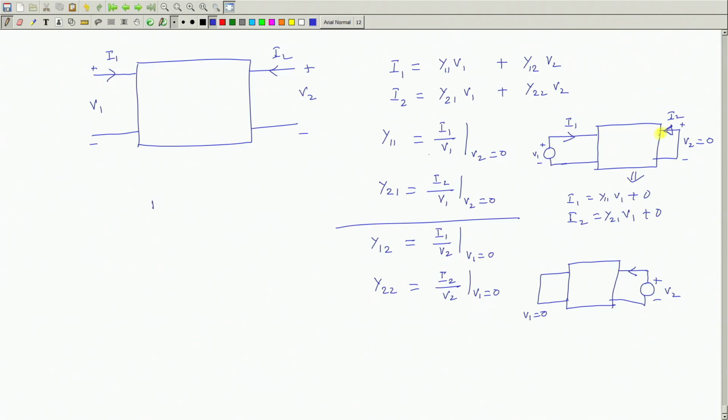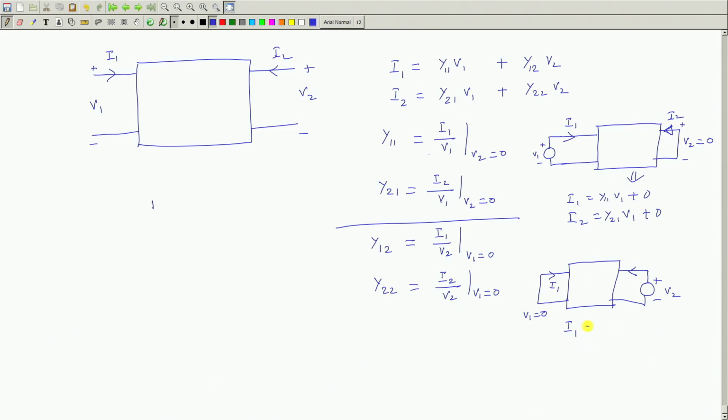So, I2 is this way. You measure this current, so I1 by V1 etcetera. In this case also, whenever you show these currents, it is like this. So, what is y12? In this way, if you connect the circuit, what do these equations give?